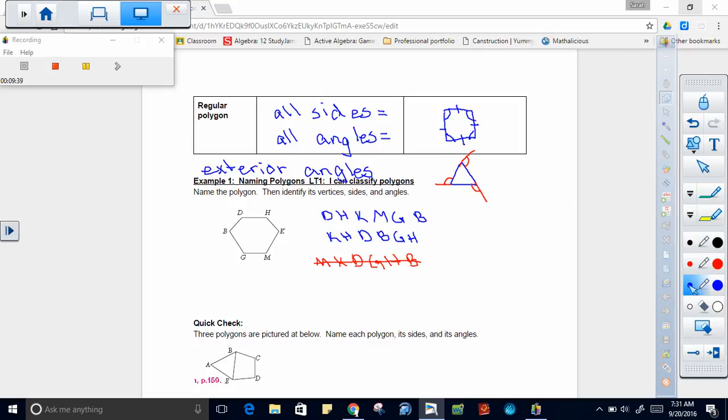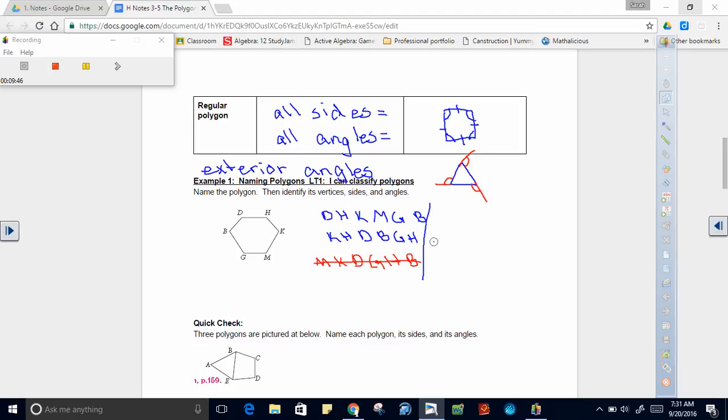The second part of this question says, identify its vertices, sides, and angles. Okay. Might run out of room, I'll be honest. My vertices are D, H, K, because vertices are just the points where the segments touch, M, G, B. These are my vertices.